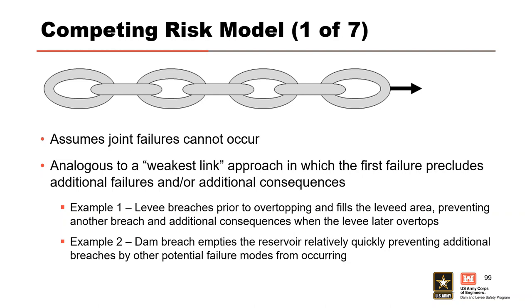One example where the competing risk model is appropriate is a levee breaching prior to overtopping and filling the leveed area, thereby preventing another breach and additional consequences from occurring when the levee later overtops. Another would be a dam breach that quickly empties the reservoir, thereby preventing breach by any other potential failure mode.